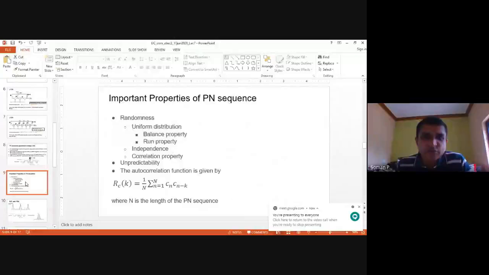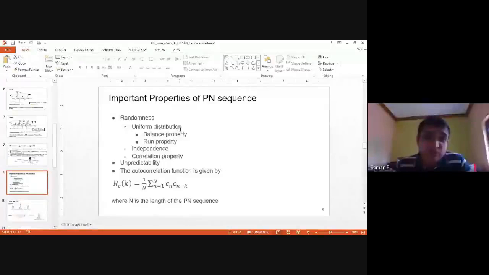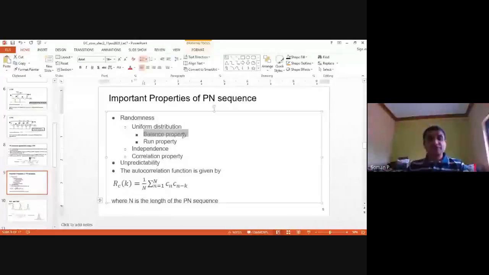Then we have some important properties of the PN sequence that are a must for our spread spectrum communication. One is that it has to be highly random, so a third party observing the sequence should not be able to get the complete sequence. That is for secure communication. Another is a uniform distribution. It has to be a uniform distribution, and then we will go through the balance property one by one.